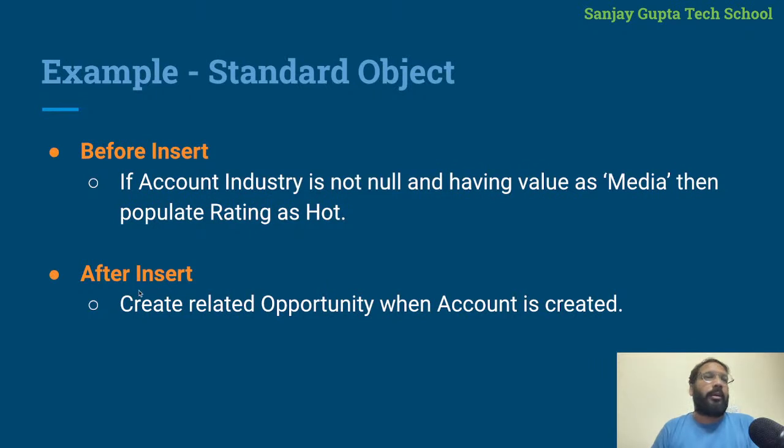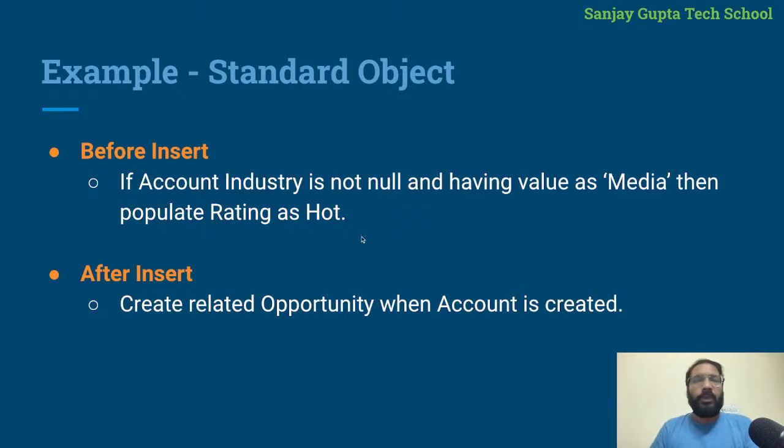Now, if you take a look at the below example, which says create related opportunity when account is created. So when you are creating an account record, and on creation of the account record you want to create a related opportunity, it means on account creation we will be working with a related record. So in this case, you will go with after insert.